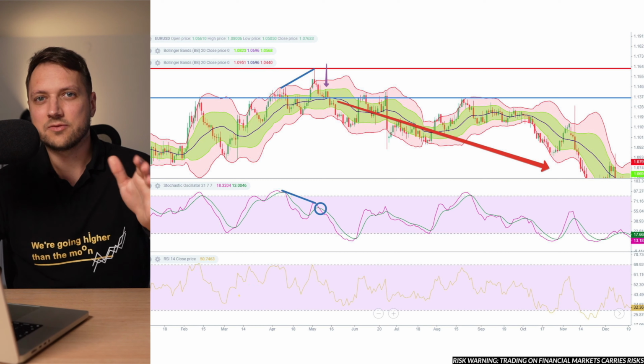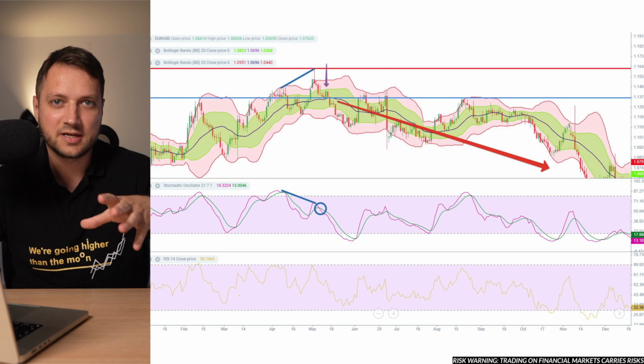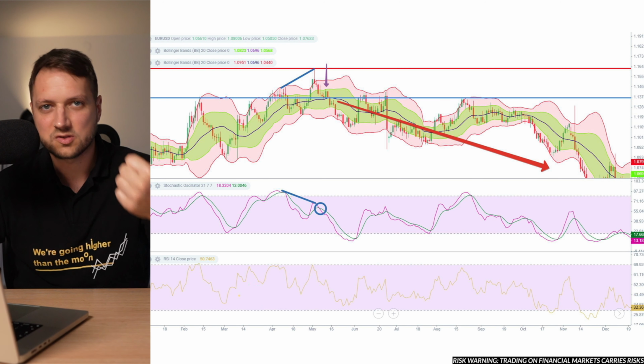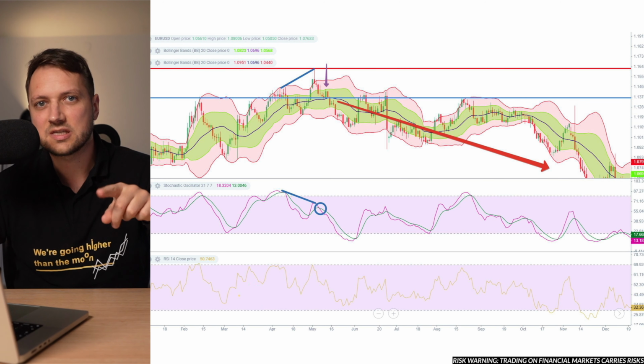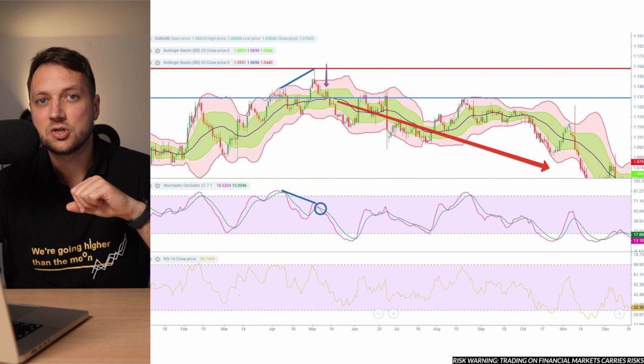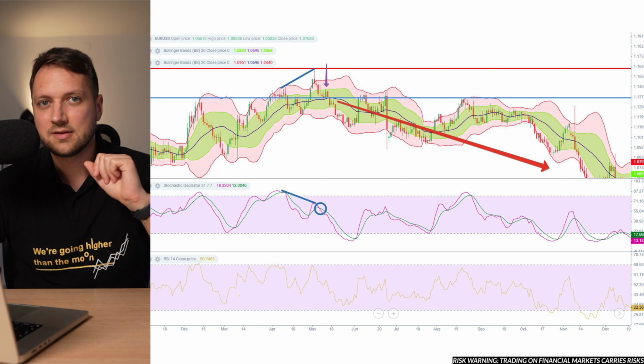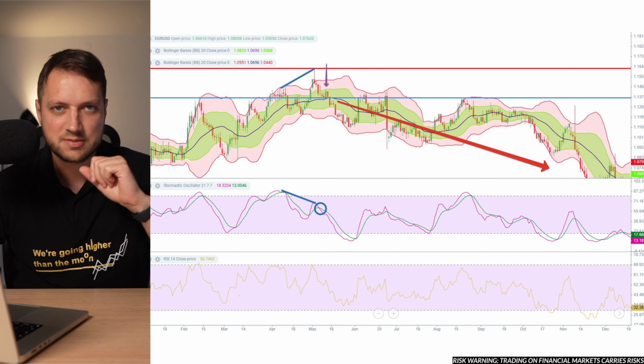So let's try something out. I do not want the divergence strategy to be too complicated, so I will employ the following tools. First one, we have the Stochastic with settings 21, 7 and 7 with EMA to smooth. And then we have the RSI with a period of 14 and double Bollinger Bands as previously mentioned.